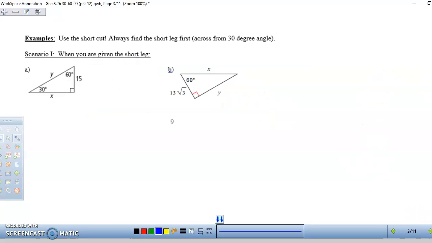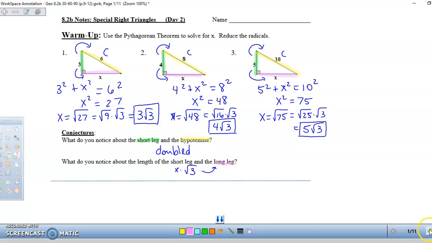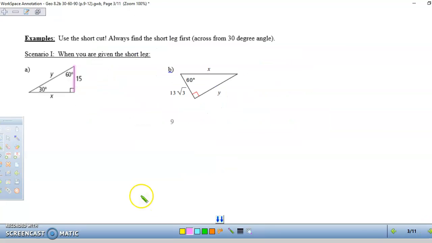All right, so we're going to try some of these examples just using the shortcut. So the first thing you always want to do is identify where the short leg is. The short leg is always across from the 30-degree angle. It's across from the smallest angle. So here, 15 would be my short leg. Let me just make sure I'm highlighting with the same color. No. So let me do that in green just to be sure.